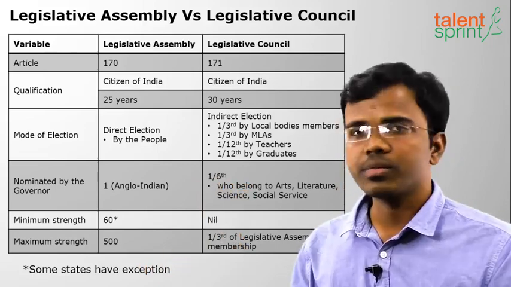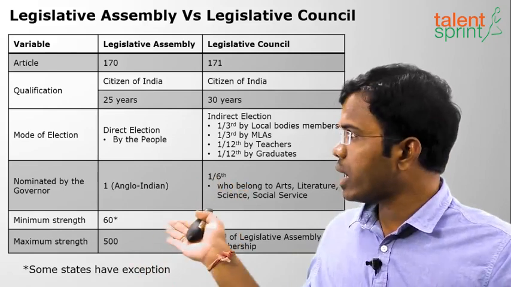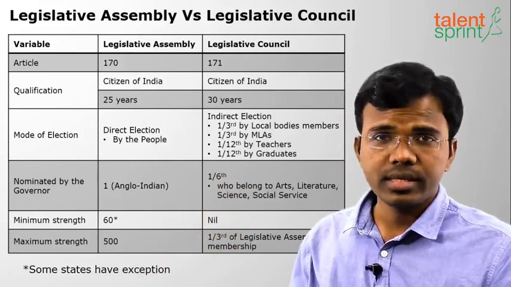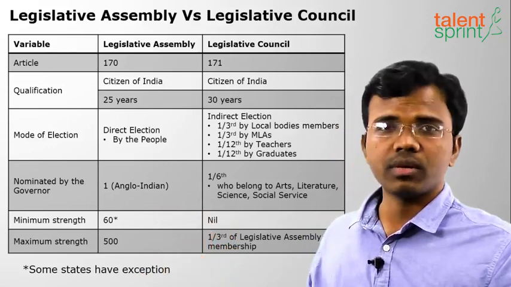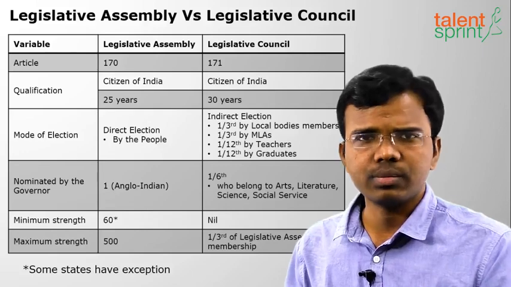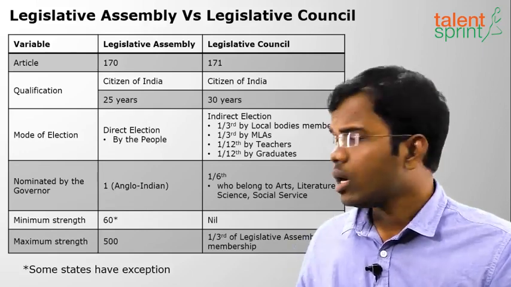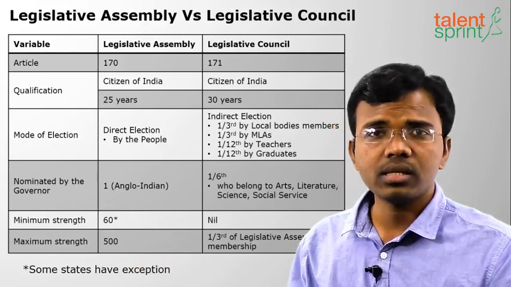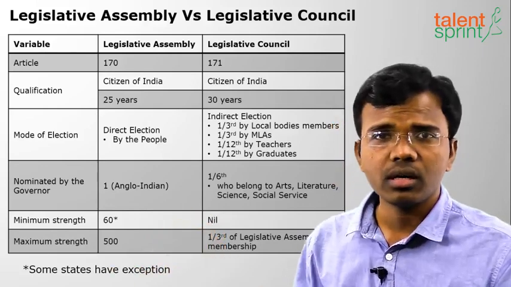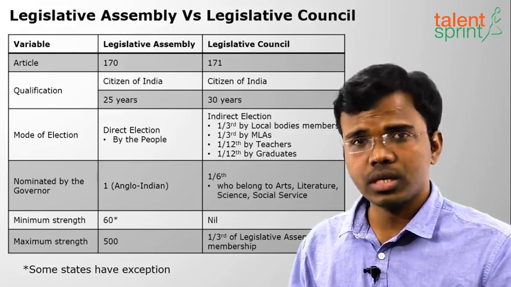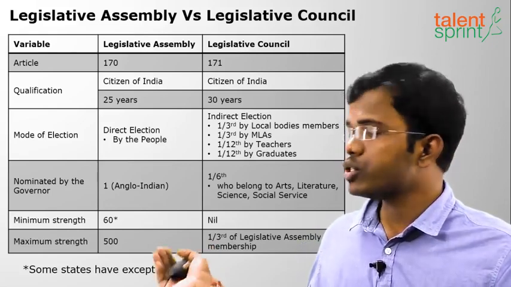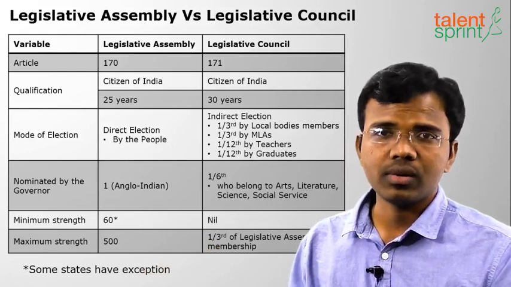Coming to the maximum strength. The minimum strength for the assembly is 60 members. There are some exceptions for some states like Sikkim, which has 30 plus members. And the maximum strength for an assembly is 500. There is no minimum strength for the council, but the maximum strength should not be more than 1/3 of the total membership of the state legislative assembly.